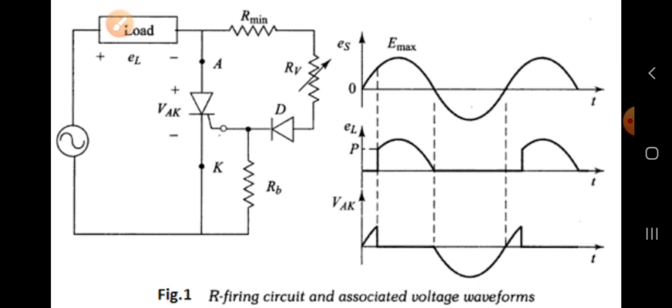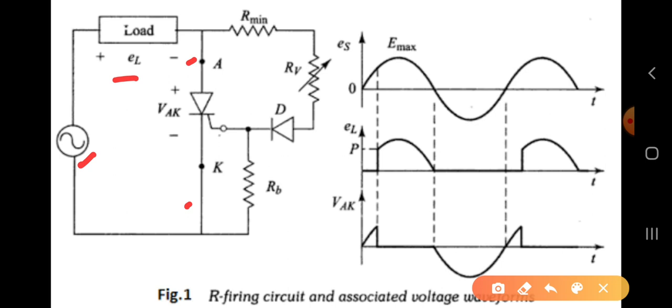Now I have shown the circuit diagram here at the left side. It consists of an AC supply voltage, and to the SCR anode and cathode we have connected this, and in between we have applied the load. Including this circuit, we have chosen some resistors and a diode.